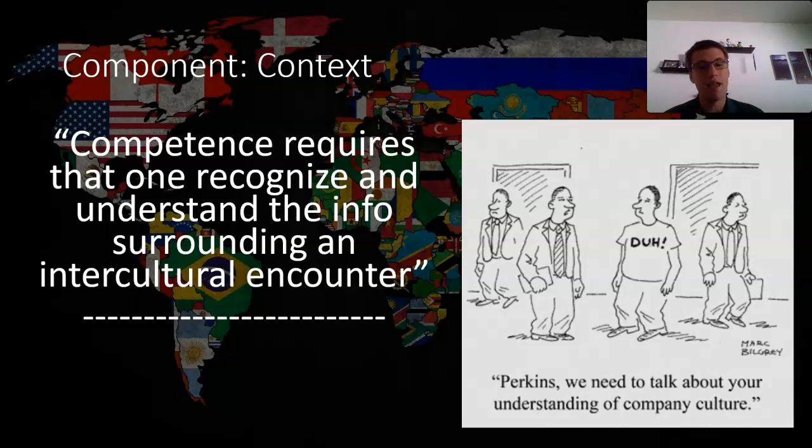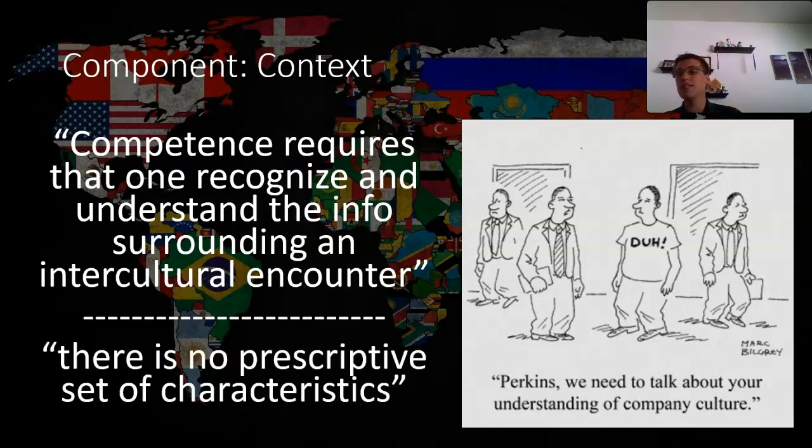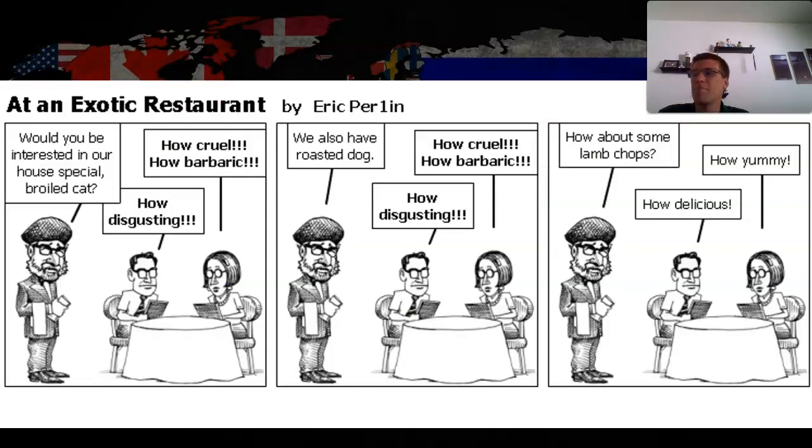Now, importantly, we have to give Perkins a little bit of slack here, because there is no prescriptive set of characteristics. There is no set of rules that describes what happens across every context, because contexts are so different. A really great example of this is shown in the cartoon at an exotic restaurant.